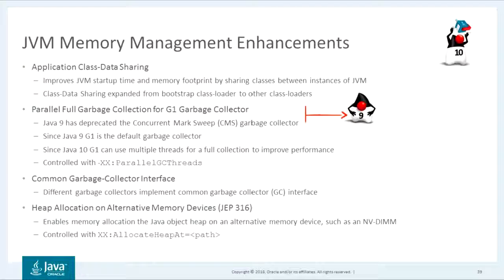Okay. Also, there's another interesting feature called heap allocation on alternative memory devices. Allows you to use, for example, video RAM to allocate parts of the heap. Yeah, it's obviously slower than your normal RAM, but then you can take more memory in the program. Okay, so there you go.